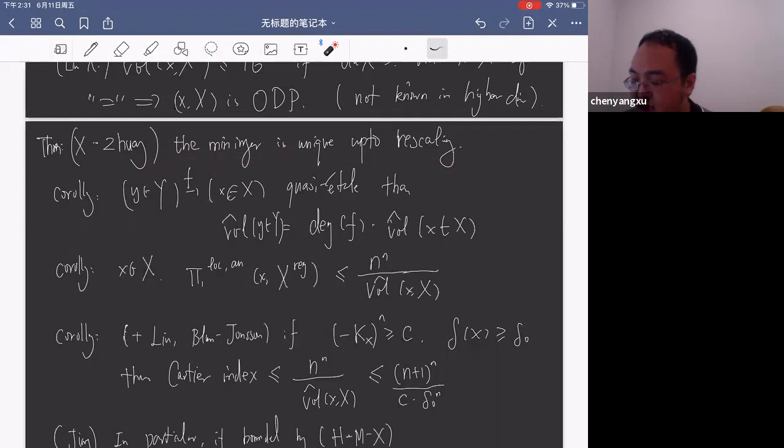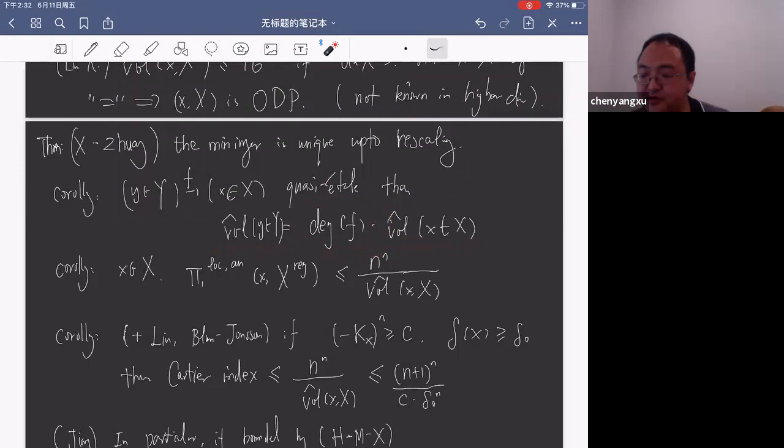Basically, once you know the minimizer is unique, then for instance, if you have a quasi-étale map between two singularities, you can assume it is Galois by passing through a cover. Then of course the minimizer upstairs will be G-invariant because it's unique and you fix the log discrepancy. And if it is G-invariant, then it's a pullback from the quotient. Out of that, you can easily see the volume upstairs is the volume of the quotient times the degree of the map. So we call this the finite degree formula.